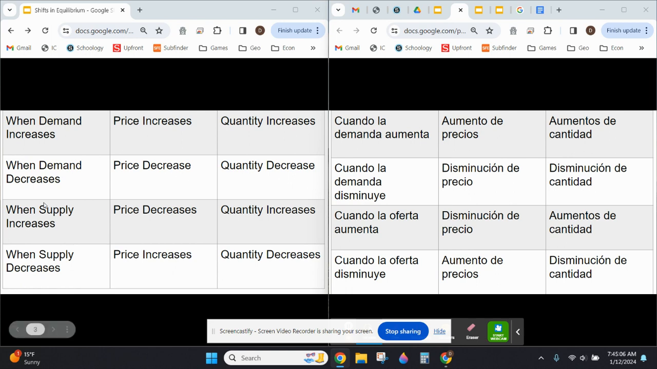When supply increases, when companies can make more of a product, the price decreases, gets cheaper, but they make more. The quantity increases. And the opposite happens. Supply decreases, it gets harder to make a product for some reason. The prices go up and quantity goes down.